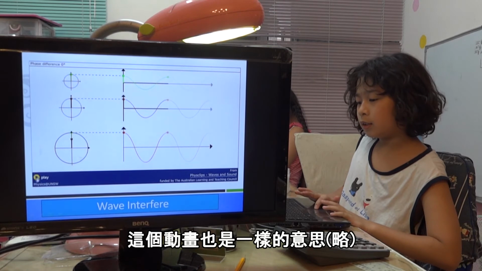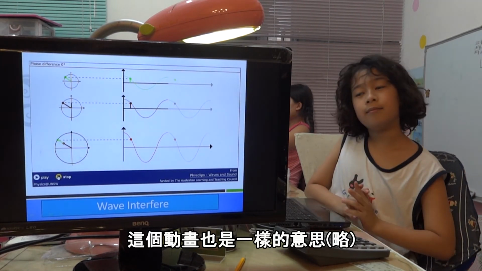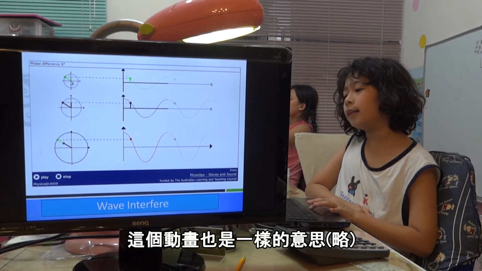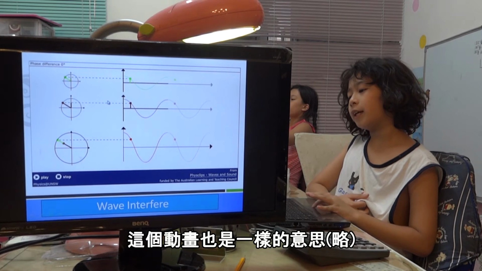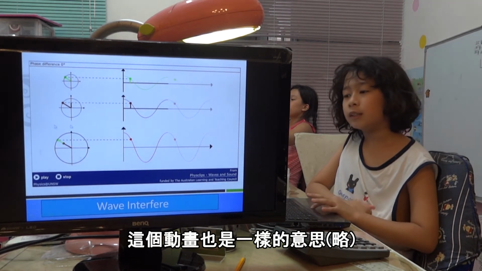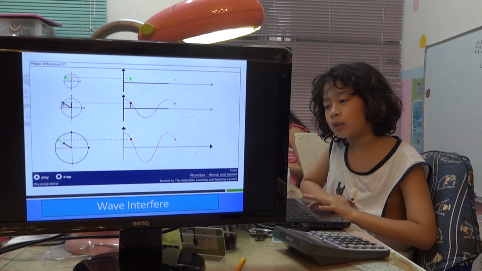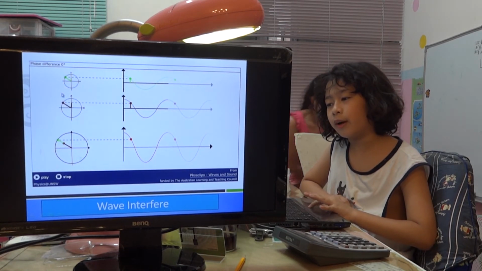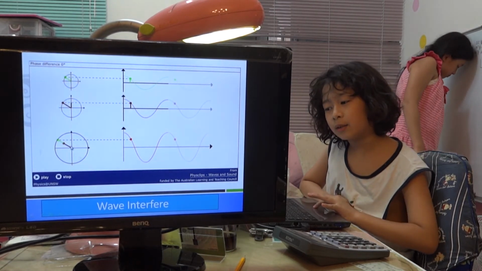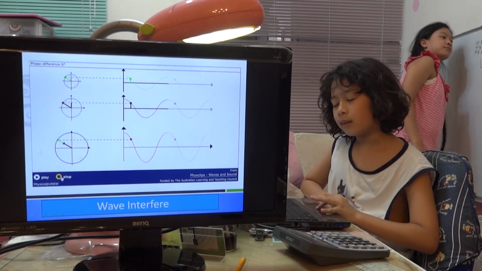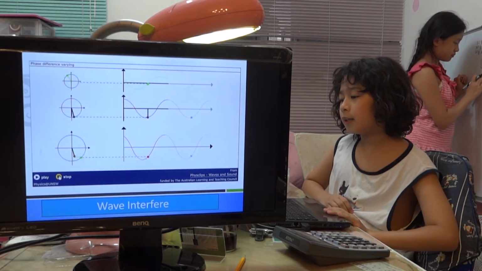Okay, the first one we need to find: this is wave A, this is wave B. You add them together and they become wave C. So this is gray, that is green. You add them together and it becomes gray plus green, like that. So just keep going, and then it becomes smaller.